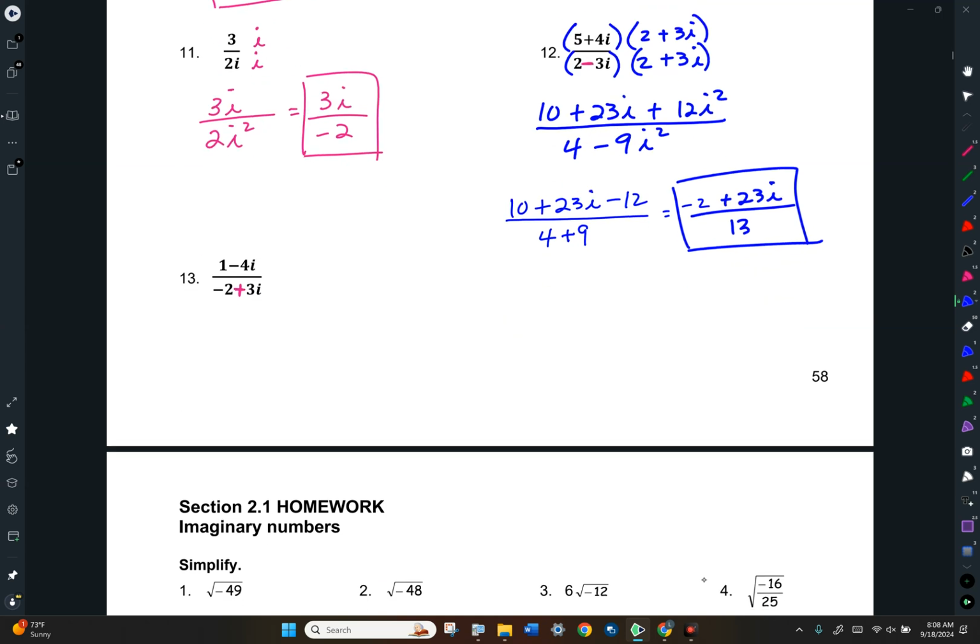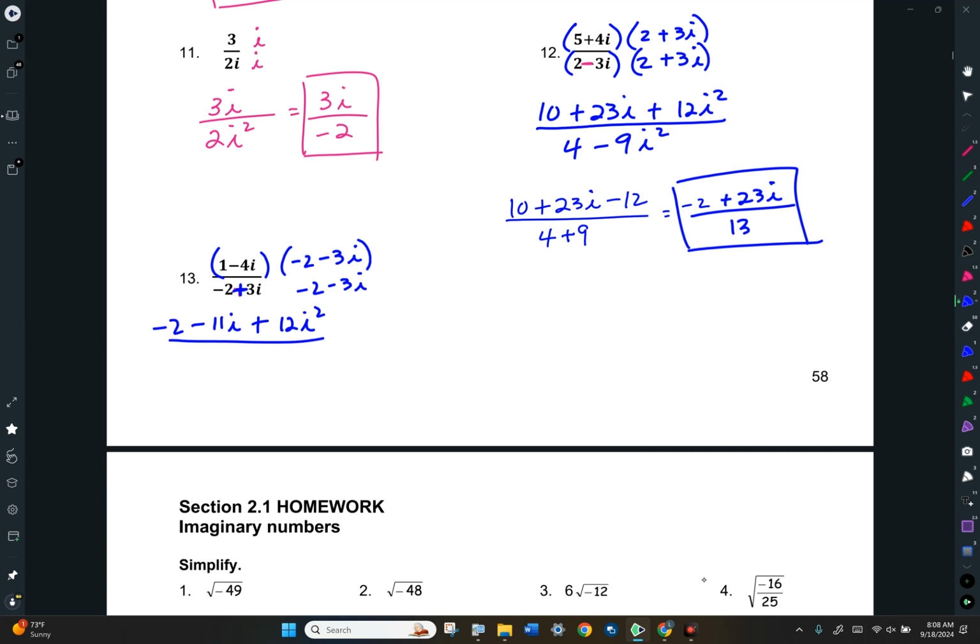So on number 13, again, you look at the denominator. Even though the 2 out in front is negative, it's the plus that I focus in on to determine my conjugate. So the conjugate is going to be negative 2 minus 3i. So when I multiply on top and I use my FOIL, I'm going to have, first is negative 2. The outer is negative 3i. The inner is negative 8i. So that's negative 11i. The last is going to be plus 12i squared.